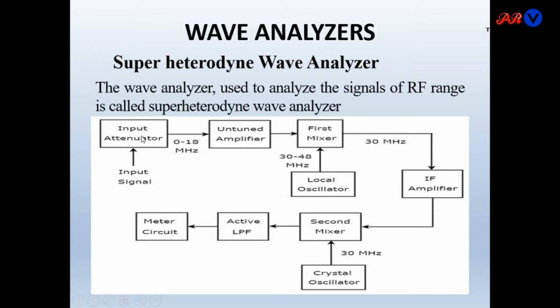Input signal, input attenuator, untuned amplifier, first mixer, where the local oscillator and untuned amplifier output are mixed, IF amplifier (intermediate frequency amplifier), second mixer, crystal oscillator that is generating 30 megahertz, active low pass filter and meter circuit.